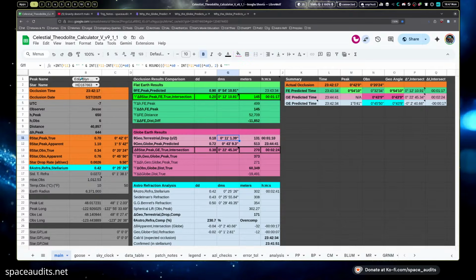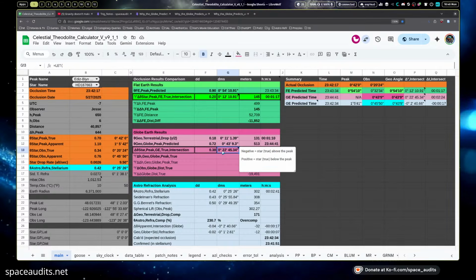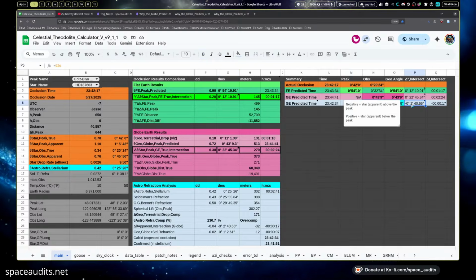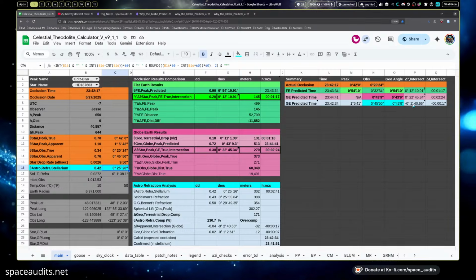Now, for this one in particular, the true position difference is actually a little more than the drop over distance that would be predicted, right? But you guys are double that, and you still didn't emerge from the peak with all 25 arc minutes over refraction. You guys were predicted to be 2 arc minutes and 40 arc seconds over the peak already, so almost 17 real seconds earlier on an occlusion.